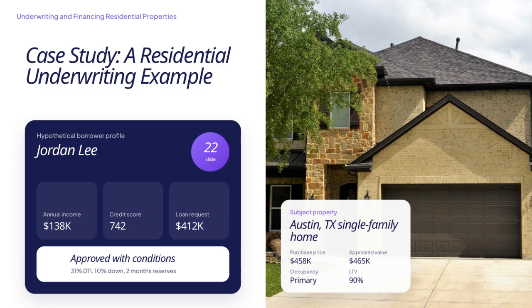The loan-to-value ratio, or LTV, stands at 90%, meaning Jordan is putting down 10% as a down payment. The loan was approved, but with certain conditions: a debt-to-income ratio of 31%, a 10% down payment, and at least 2 months of reserves, ensuring Jordan has some financial cushioning. The property will be Jordan's primary residence, which typically carries different underwriting guidelines than an investment property. This example highlights how multiple factors, income, credit score, loan amount, property value, and reserves, are carefully balanced in the underwriting process to assess risk and ensure the borrower can manage the loan responsibly.